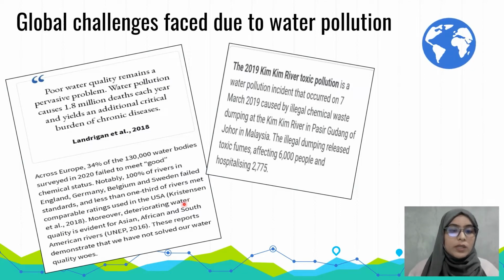If you look closely, in 2018, it was reported deteriorating water quality was evident for Asian, African, and South American rivers. And later in 2018, due to water pollution, 1.8 million deaths occurred each year. And in 2019, Kim Kim River toxic pollution in Malaysia affected 6,000 people and hospitalized nearly 2,775.